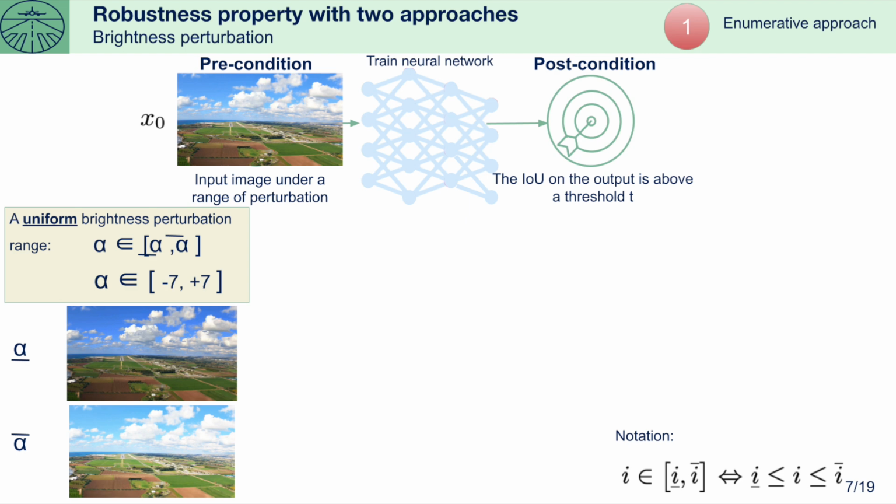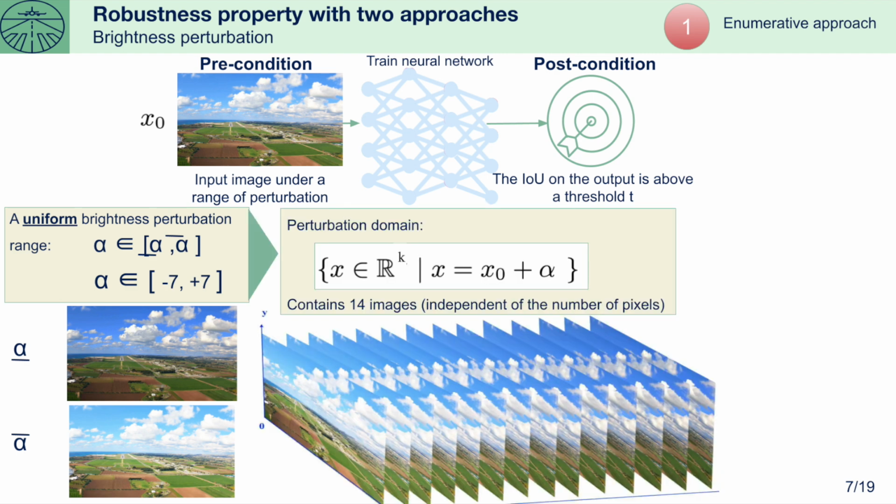Please note that until the end of the presentation, I will use this notation with a line under and a line above to represent an interval. Thanks to this, we can define a perturbation domain. The perturbation domain corresponds to all images that have the same size as x0 and where we uniformly apply an alpha coefficient. In this perturbation domain, there are 14 images. This number is independent of the number of pixels.